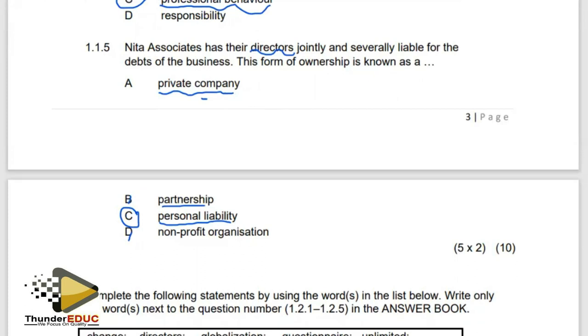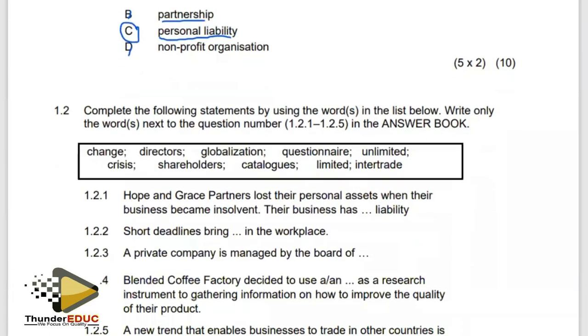Let's look at the next section of the question, which is question 1.2. Under this, we are given a list of words, and we are given sentences that we are supposed to complete. Therefore, we are completing sentences using the given words. The question says, complete the following statements by using words in the list below. Write only the words next to the question number, that is 1.2.1 to 1.2.5 in the answer booklet.